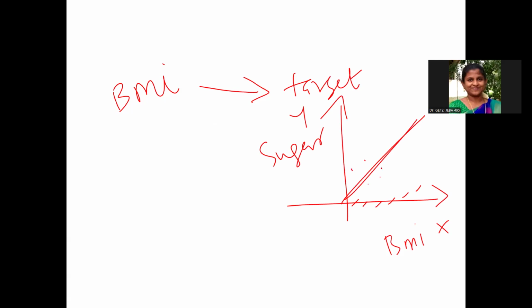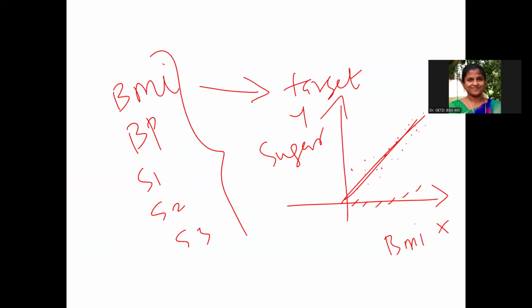The relationship will be something around here. This is how the points are plotted. Okay, so this is simple. So what is multiple linear? I'm going to take some more features, BP, S1, S2, S3. Taking multiple features is called multiple linear regression. This is the second regression technique that we are going to experiment with and check out.